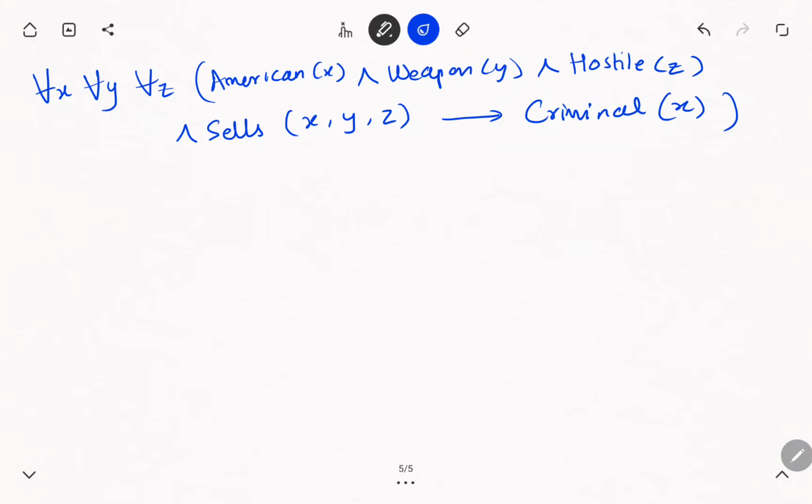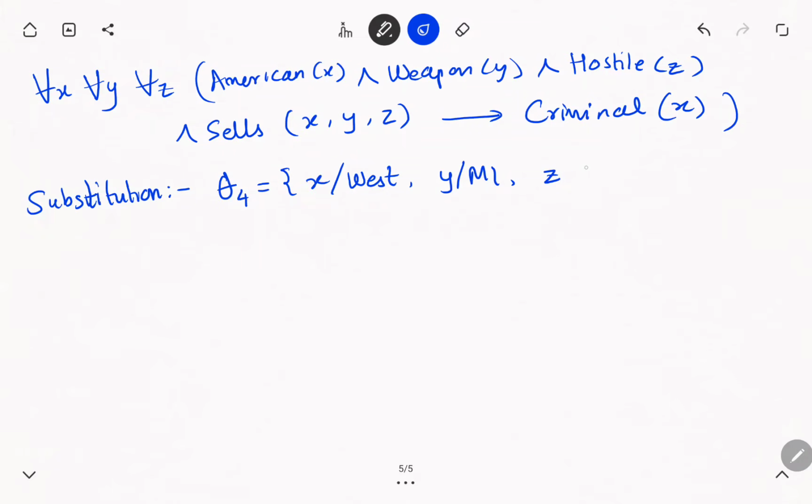American West is a fact which was there in our fact table, right? Which was there in our fact base even before we started with the proof. So therefore what I will do is I will use this substitution, let's call it theta 4. This is the fourth substitution we are using. X should be substituted with West, Y, the weapon, should be substituted by M1, and Z, the hostile nation, should be substituted by no.